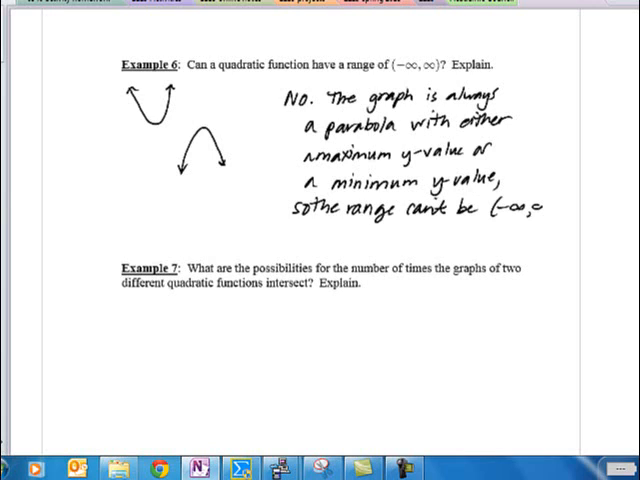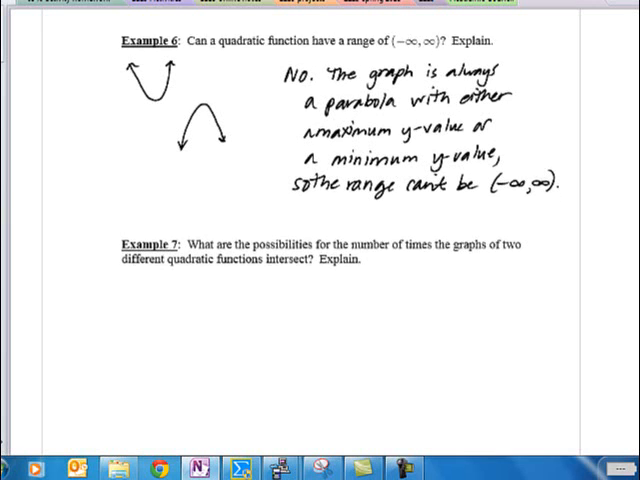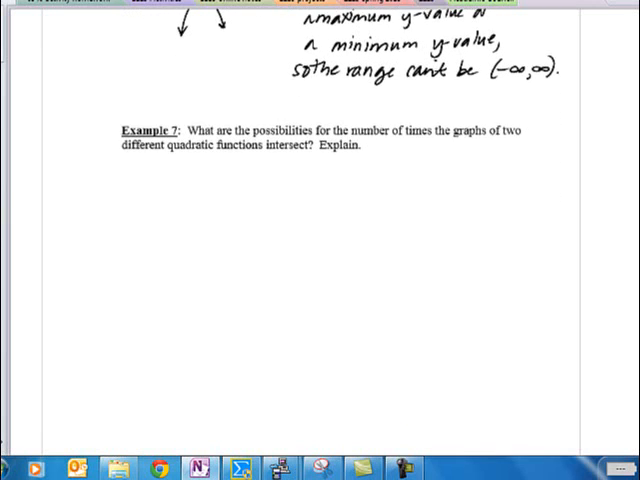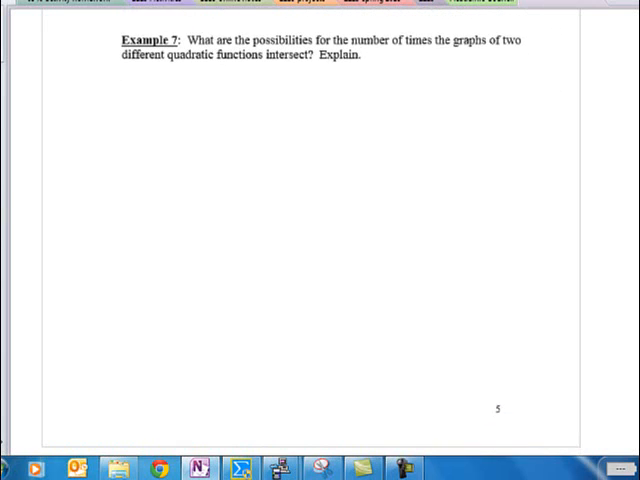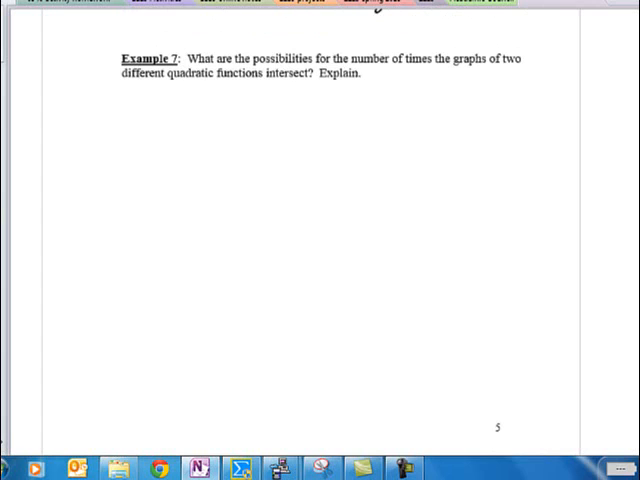And then the last question, what are the possibilities for the number of times the graphs of two different quadratic functions intersect? And we want to explain that. You can draw pictures to get started on this. Notice that it's actually different quadratic functions. So they can't be the same function. So we have two different quadratic functions. You can play around with pictures and come up with your guesses. And then to justify it, you would probably want to think about it this way.